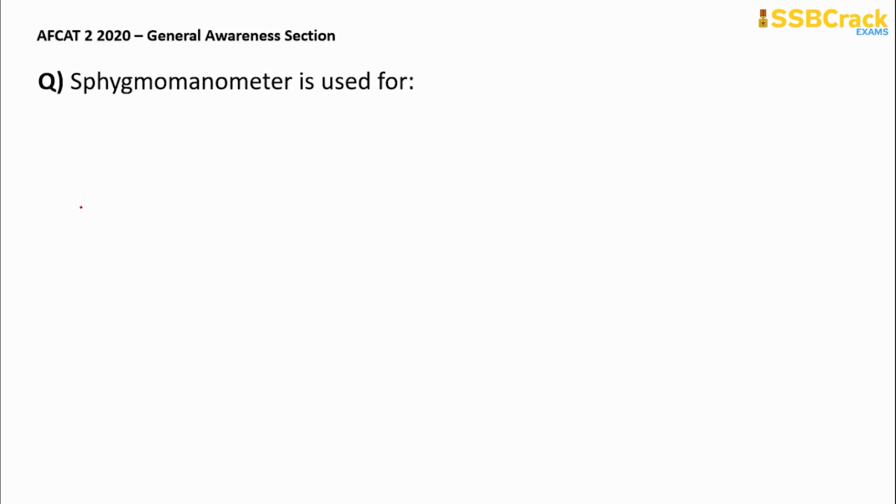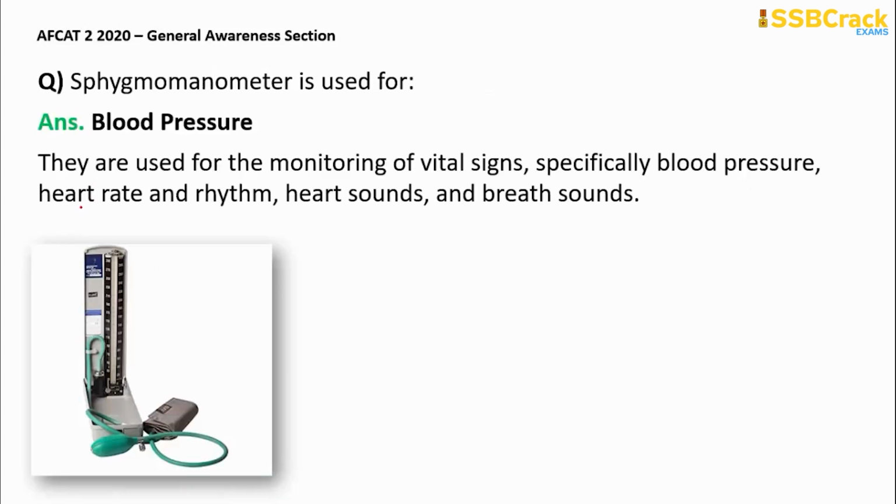Okay. Next question is, sphygmomanometer is used for. So the correct answer is, it is used for blood pressure, and they are used for monitoring the vital signs, specifically blood pressure, heart rate, rhythm, heart sounds and breath sounds. You must have seen these, right?